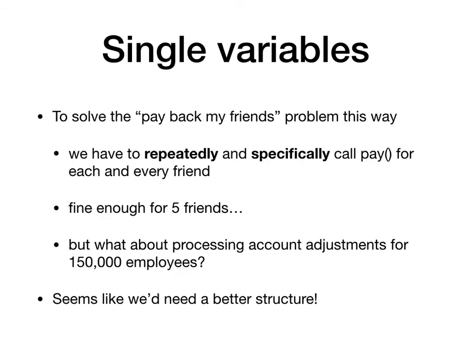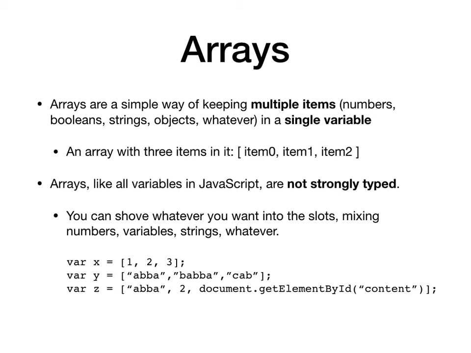So, you see, it was tedious. We had to repeatedly and specifically call pay for each and every friend in our written code. That's okay for 5 friends, but what if I have 150,000 employees and I'm changing salaries or something, doing a yearly update? That's not a great structure. What if I screw up the logic and I have to rewrite all 150,000 lines, right? What we want is a better way to store this kind of information so that we can work with it more consistently. So that's where we introduce arrays.